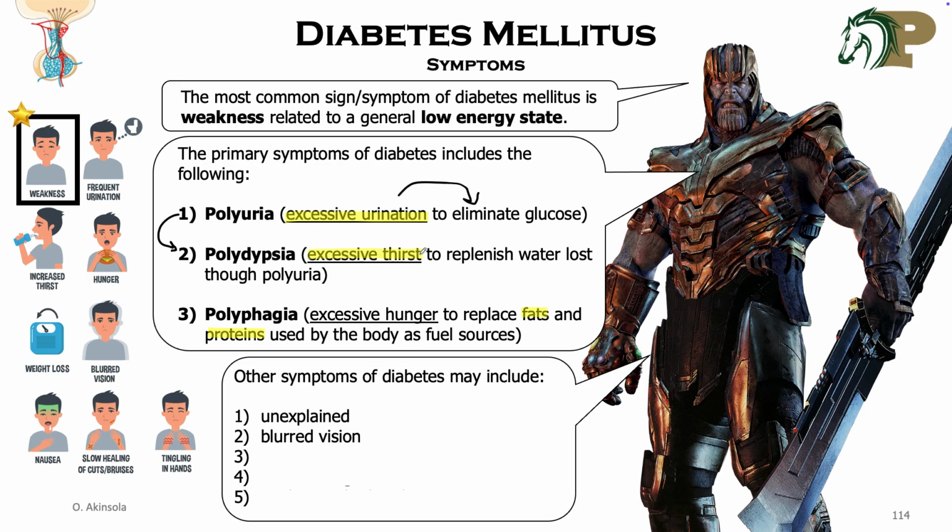All right. Other symptoms of diabetes may include unexplained weight loss or gain, blurred vision, that is because of what we call sorbitol deposits in the eyes, nausea, slow healing wounds, and tingling in the hands. This one here, the tingling in the hands, that's pretty serious. Okay, so if the patient is complaining of that, that means that we have some case of full-blown diabetes that is not being adequately managed.